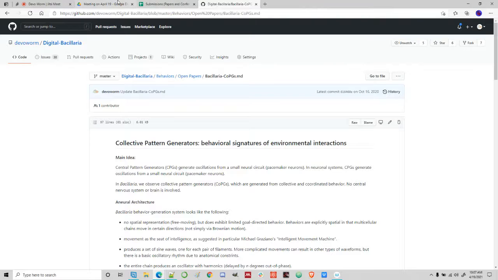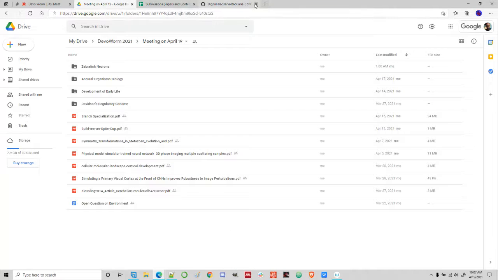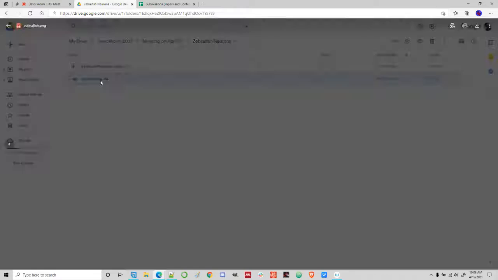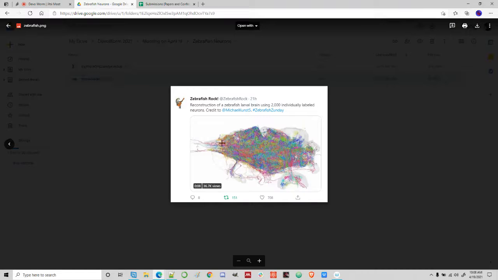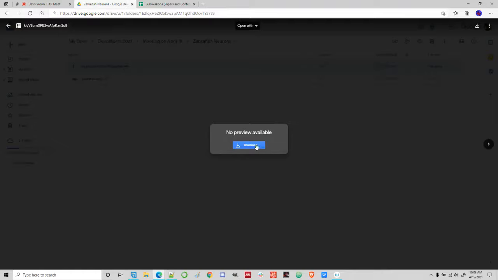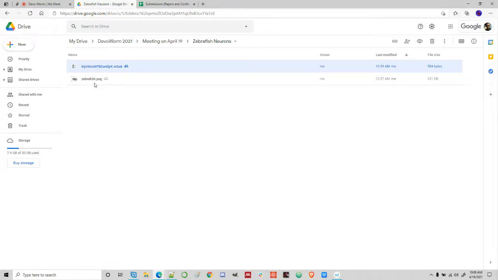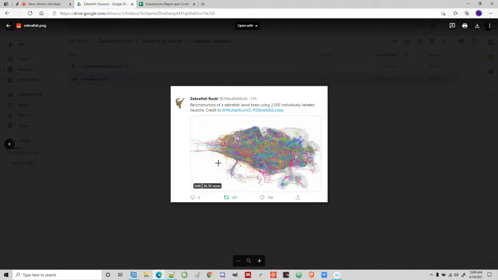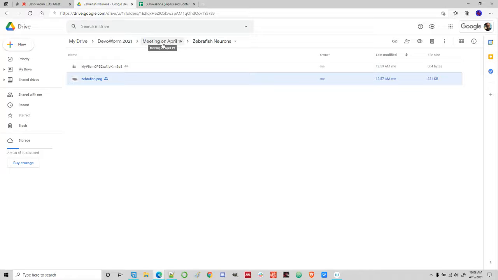So the final thing I wanted to talk about today were the papers. We have a couple of papers, but I don't want to get into too many. I found a nice image of a zebrafish here. This is a reconstruction of a zebrafish larval brain using 2,000 individually labeled neurons. I wanted to show the animation, but it won't let me play it. It's an animation where they've modeled all these neurons and some connections, and then they're rotating it in space. That's kind of an interesting thing.